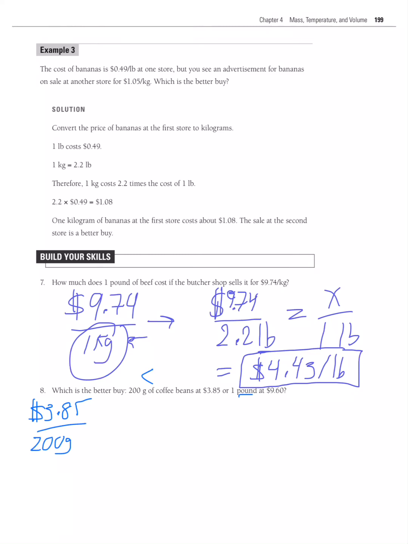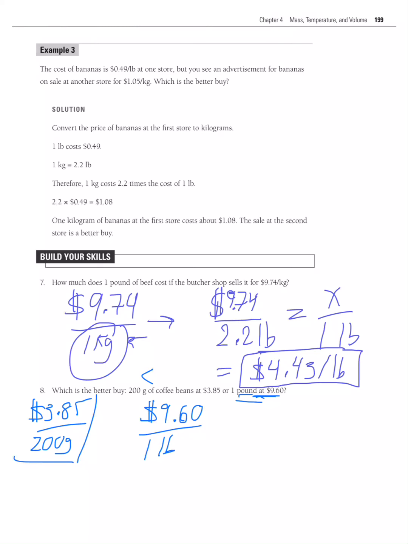I'm just going to remember that. That's the first one done for me. Then I have to figure out if this is how much it costs per pound, $9.60, how much is it going to cost for 200 grams? So this is where we're at here. $9.60 for 1 pound.